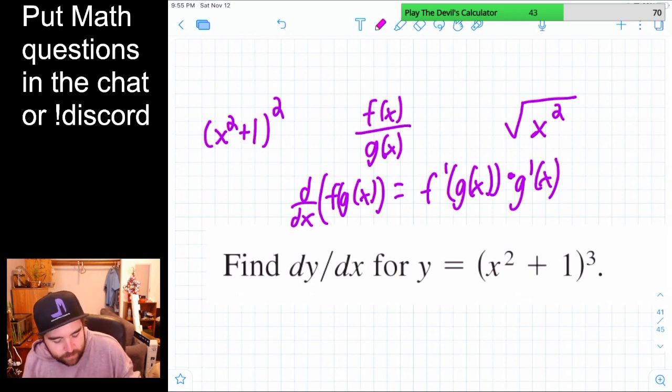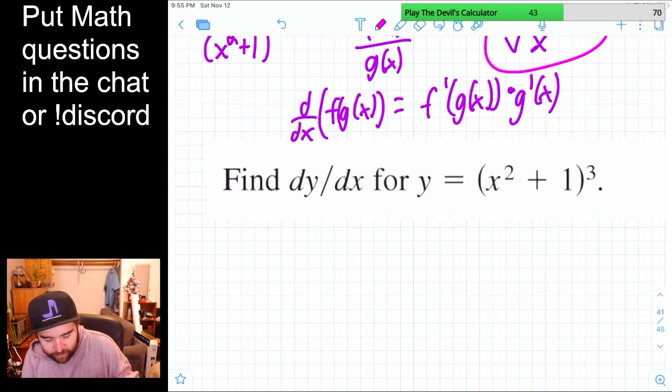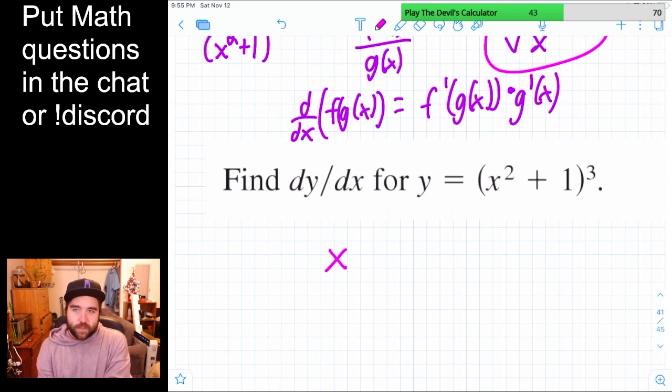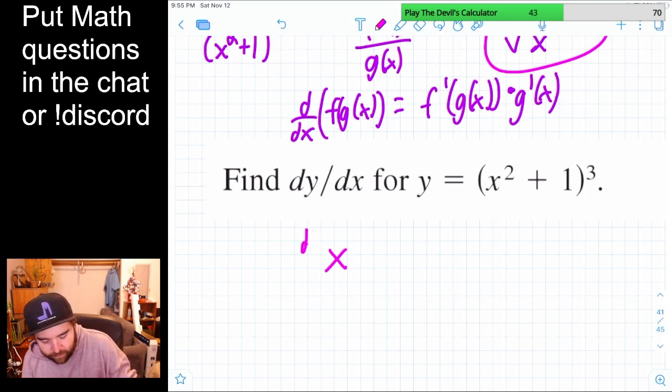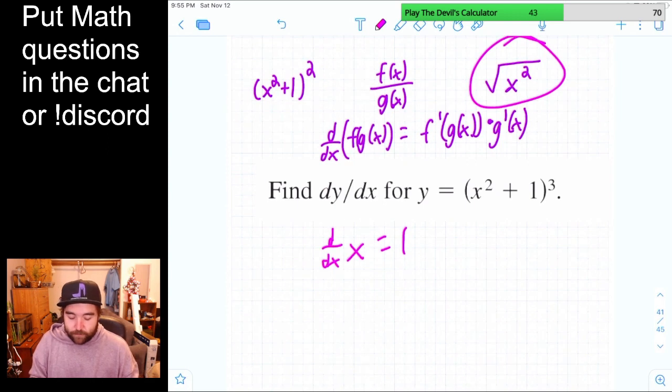And then let's do this last one. This one is interesting because, for one, we just see what is the square root of x squared. Well, the square root of x squared is simply x. And what's the derivative of x? The derivative of x is simply 1. So we should get 1 as an answer.